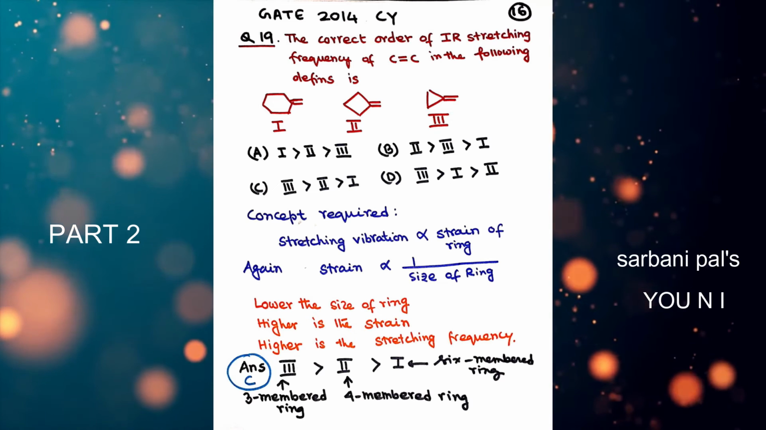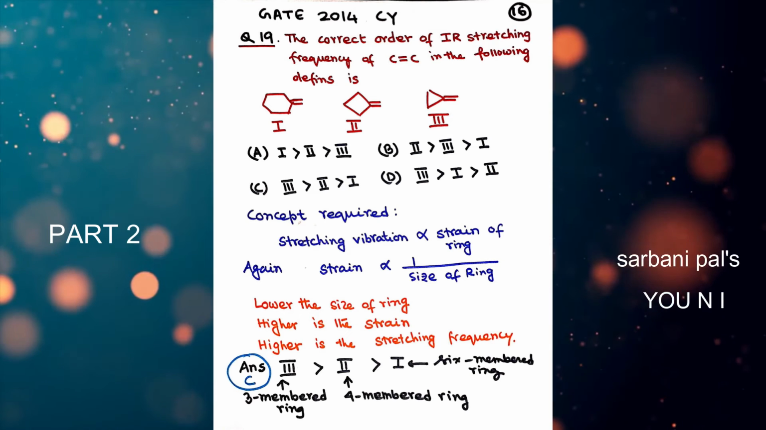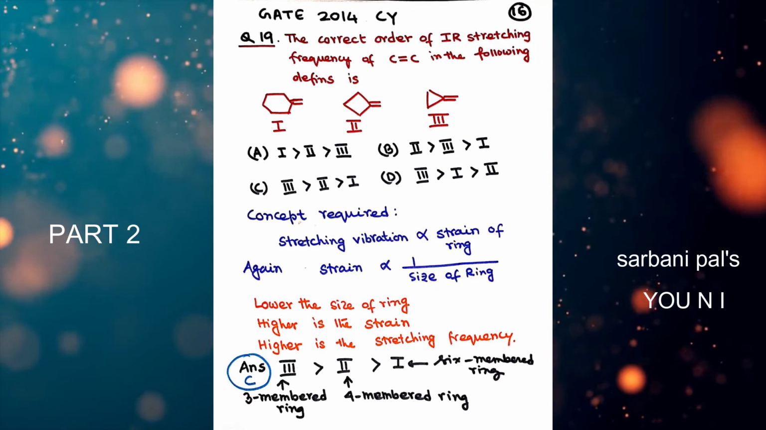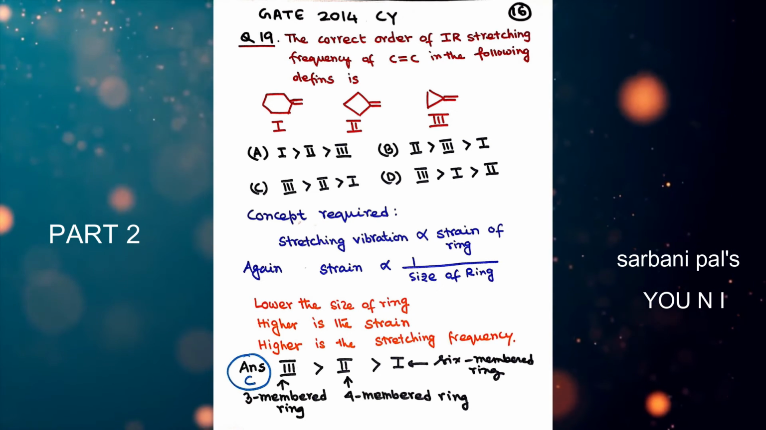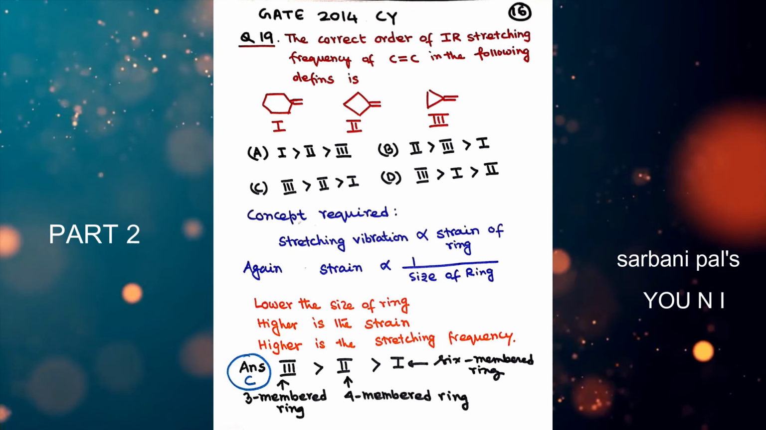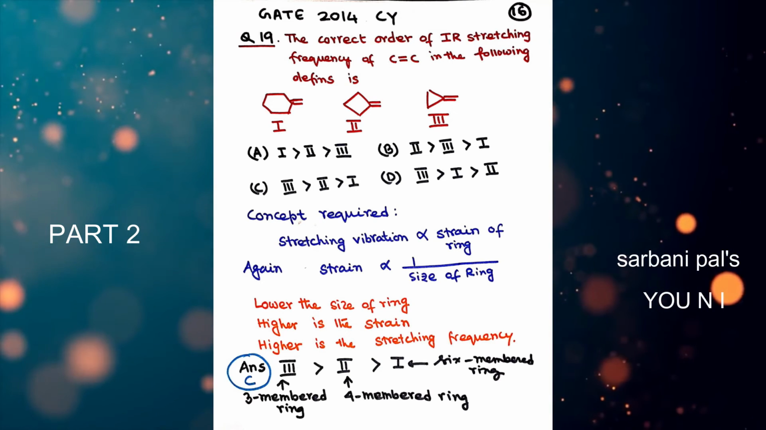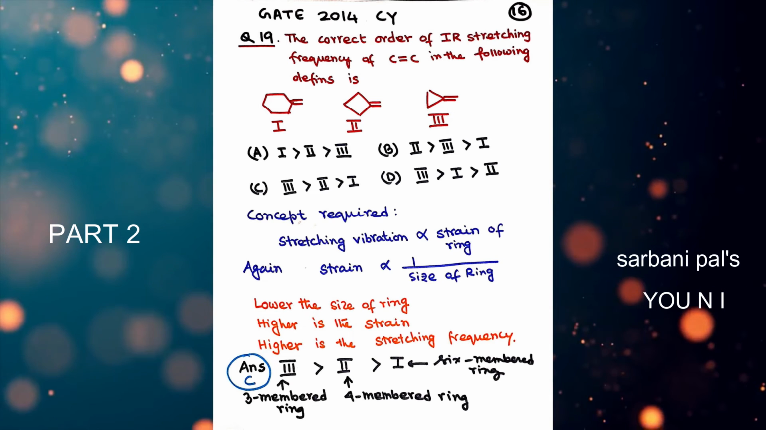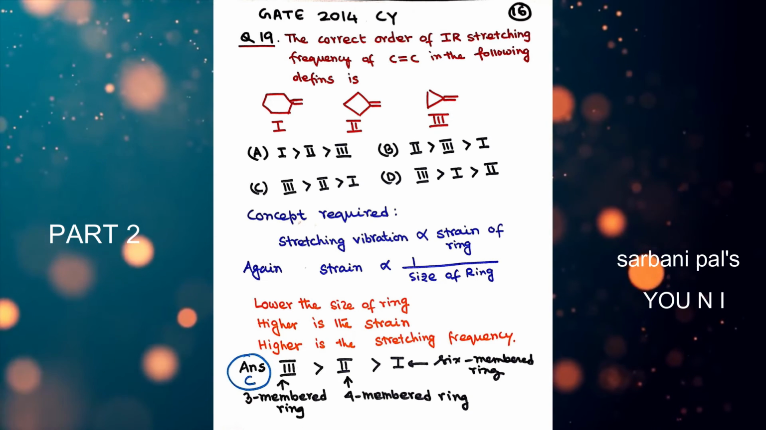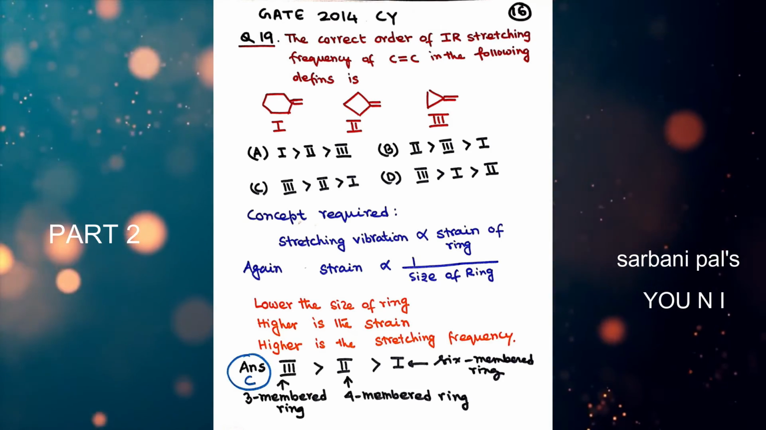So by considering this concept, we can understand that structure 3 has the 3-membered ring, structure 2 has the 4-membered ring, whereas structure 1 has the 6-membered ring. The smallest ring is present in structure 3. So therefore the strain is maximum, and structure 3 will have the maximum C double bond C stretching frequency, followed by 2, followed by 1. That order is available in option C, so therefore C is the answer.